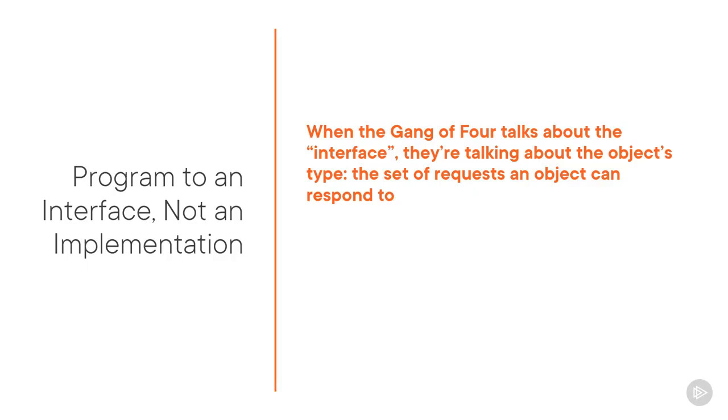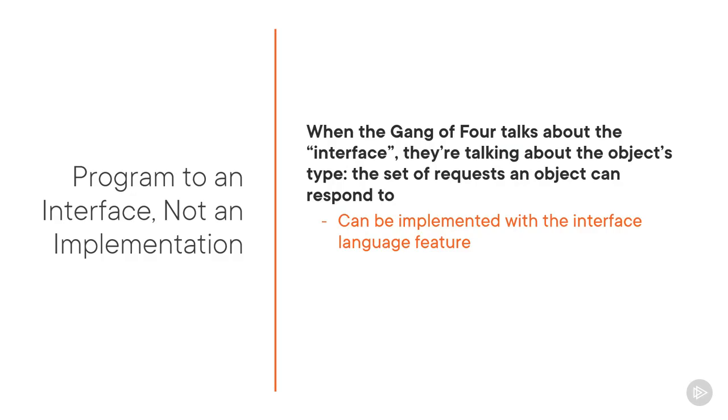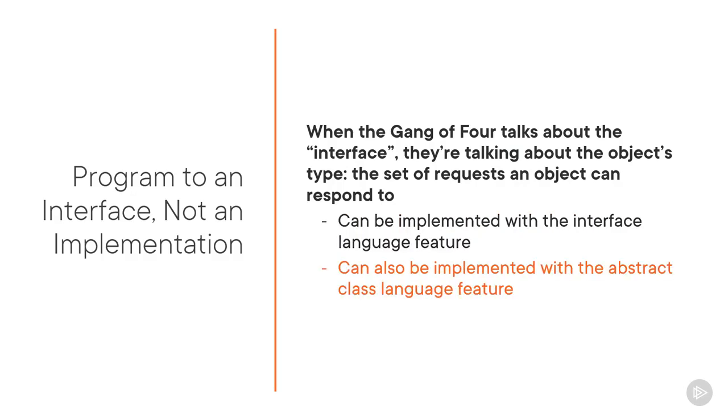Now, of course, there is a close relation to the interface language feature we know about, as it can be implemented as such, but you can also implement the interface they're talking about with an abstract class. It is important to remember that distinction. I mentioned before that these patterns can be implemented in various ways. Using the language feature interface versus the language feature abstract class is one of the main ways that leads to different implementations.